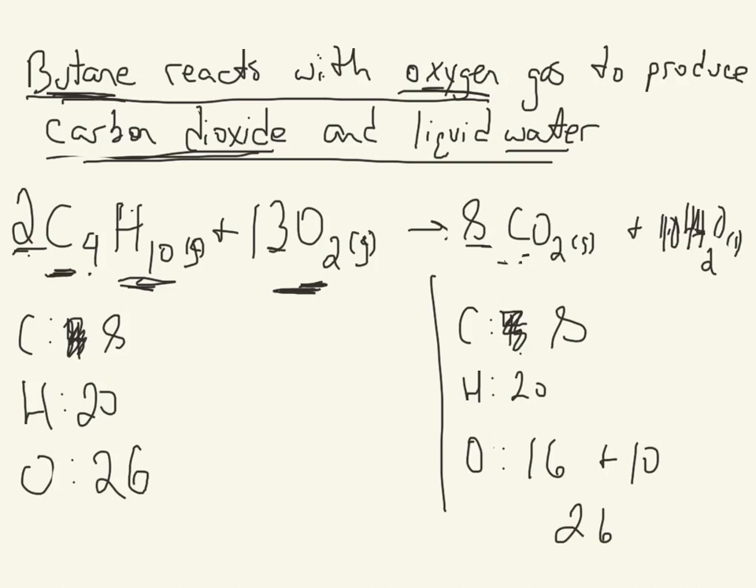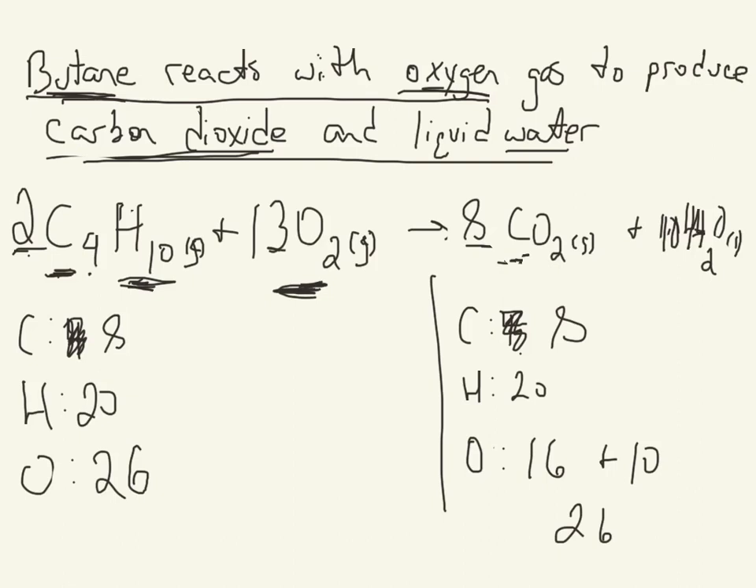I had to do a little erasing, but it worked out that now I have 8 carbons on my reactant side, 8 carbons on my product side, 20 hydrogens on my reactant side, 20 hydrogens on my product side, and 26 oxygens on my reactant side, and 16 plus 10 gives me 26 oxygens on my product side.